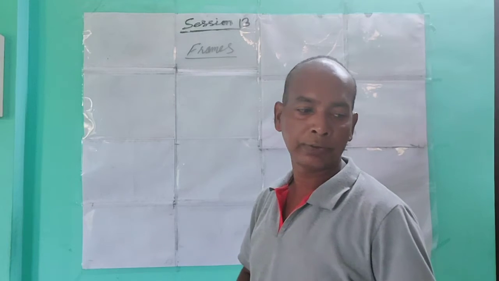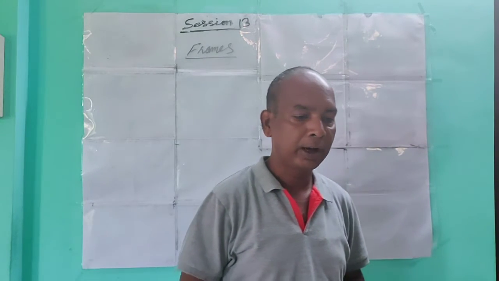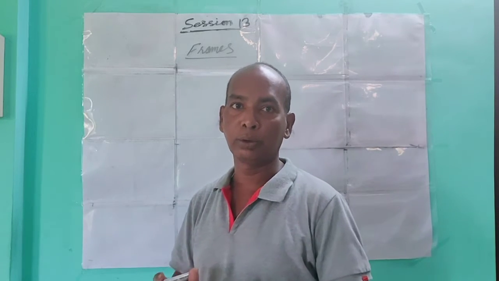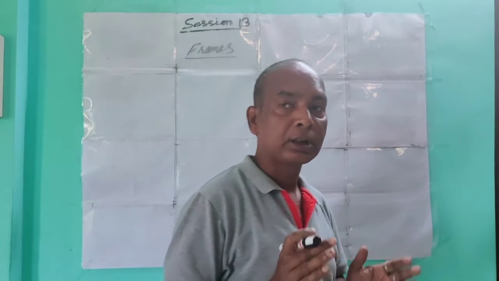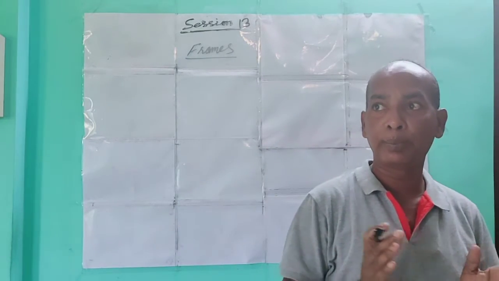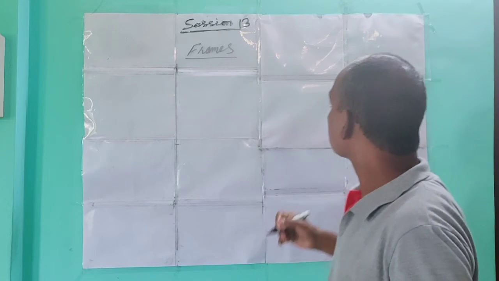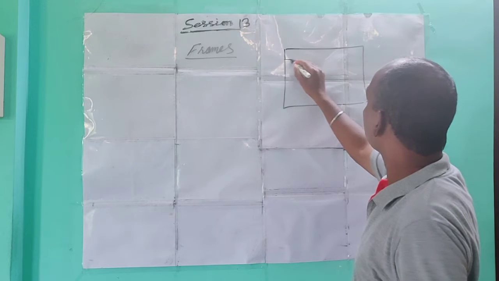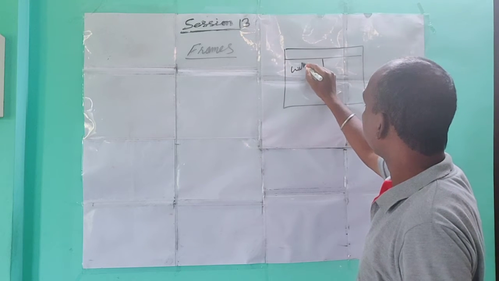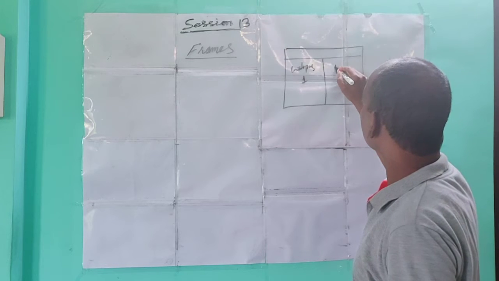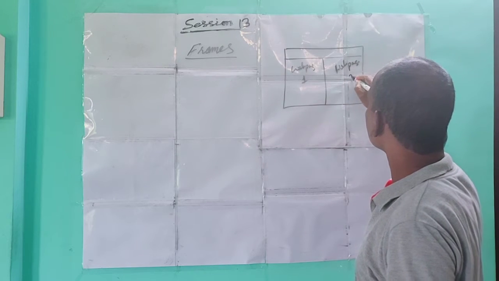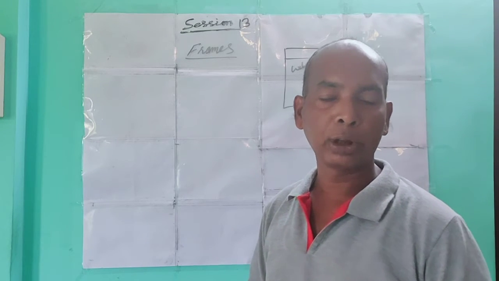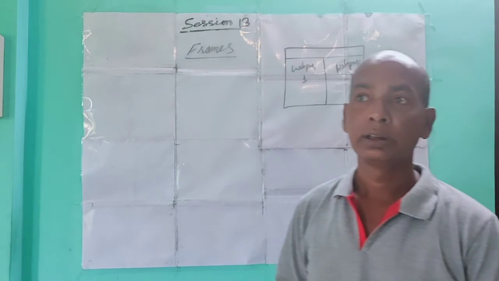So frame, what is frame? Frames are a way to divide the screen to bring more than one HTML document in a single window. That means to bring different web pages in a single window. You can divide the screen. Suppose this is a web browser, and here we can bring two web pages, web page 1 and web page 2. Frames are the way to put more than one web page at a time on a computer screen.